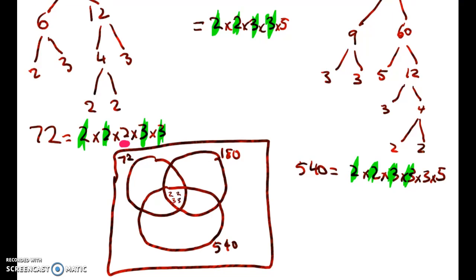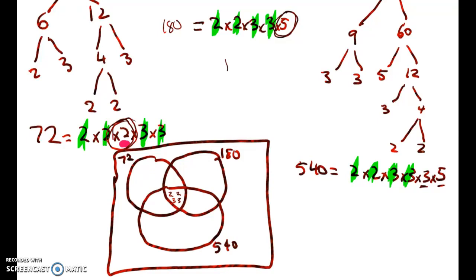Draw your diagram more beautifully than me, please. It's a dog's breakfast. If that were in your book, I would be a bit sad and grumpy. Right, so the 72, I've got a 2 here. This is the 180, and I've got a 5 here. The reason I'm going slowly is because we want to figure out where exactly in that diagram we're going to plonk these other numbers. For the 540, I've got a 3 and a 5.